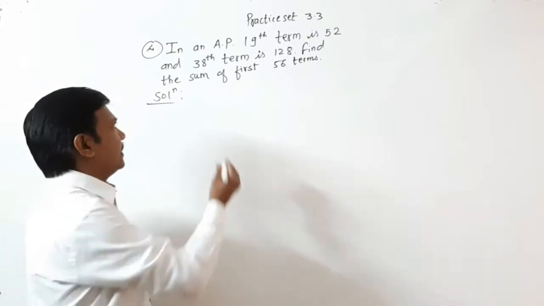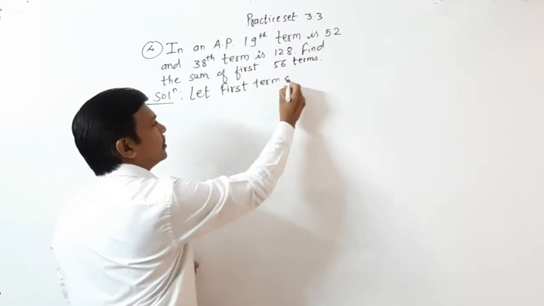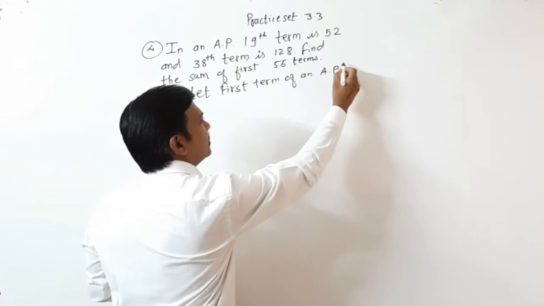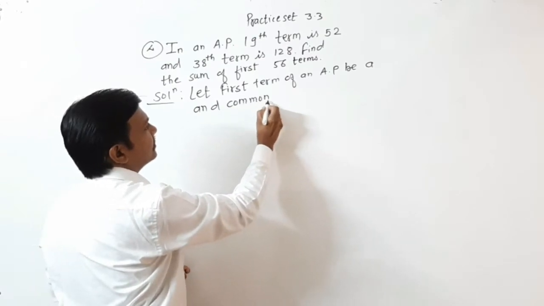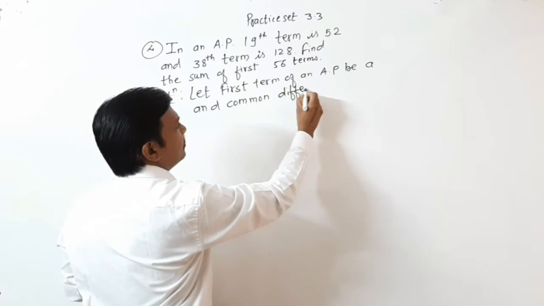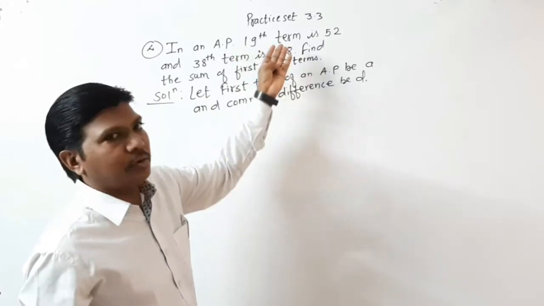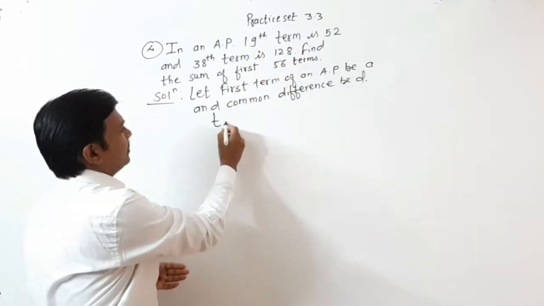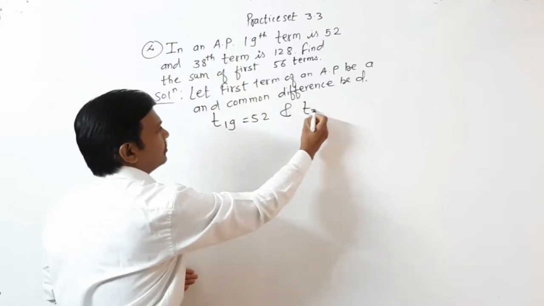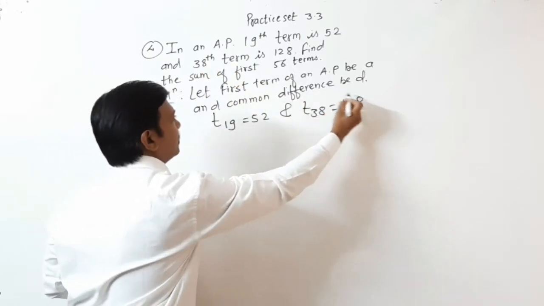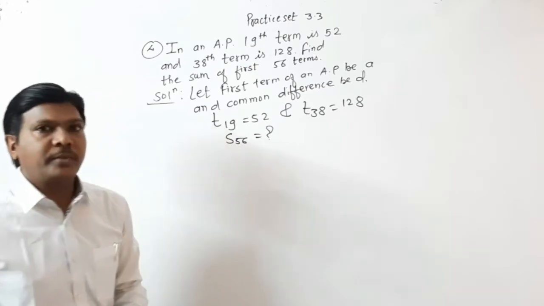So here we consider the first term of the AP to be a and the common difference to be d. T19, the 19th term, is 52. So what is given? T19 is 52, and T38 is 128. And we have to find S56, equal to question mark.